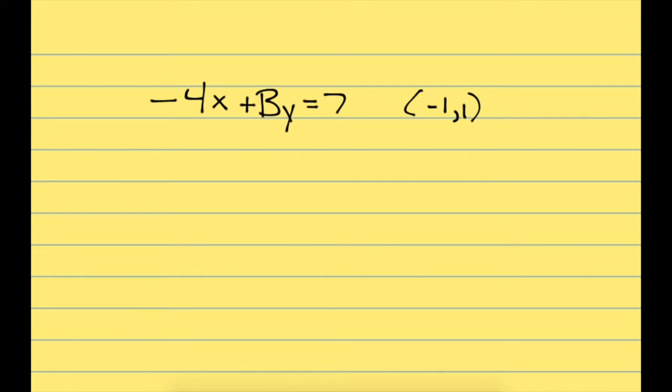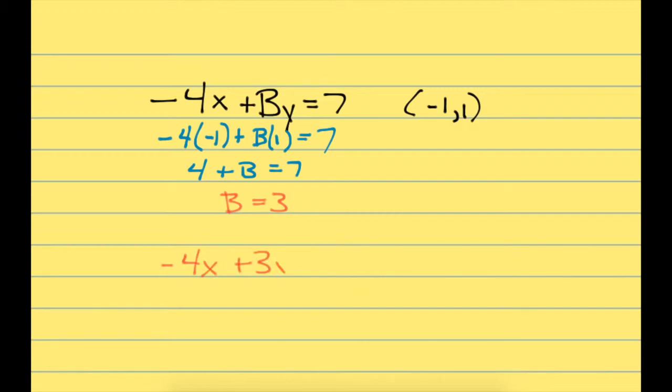So again, we start by plugging in the x and the y they gave us. -1 for x, +1 for y. We start to simplify. We have 4 plus b equals 7. So subtracting 4 from both sides gives us b equals 3. So our final equation is -4x plus 3y equals 7.